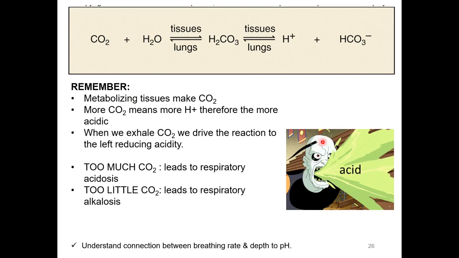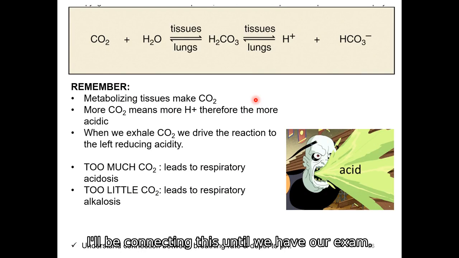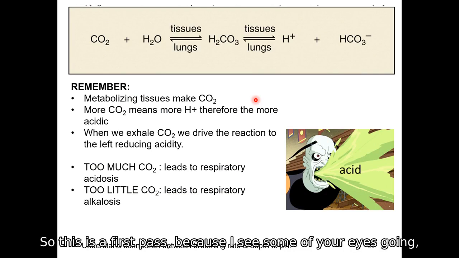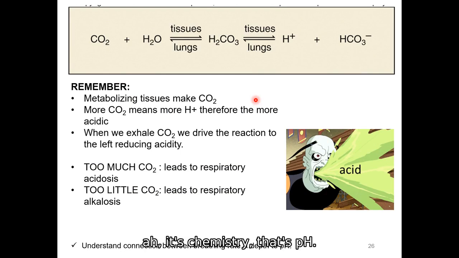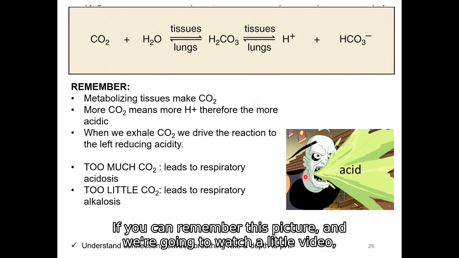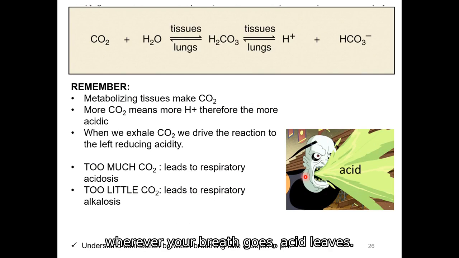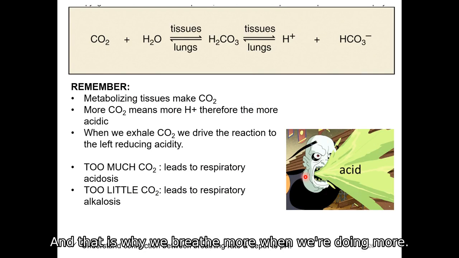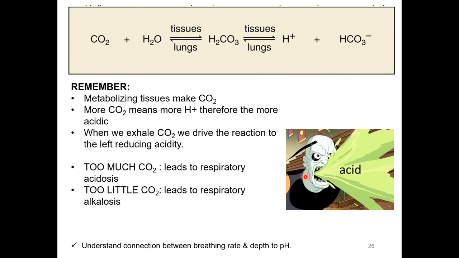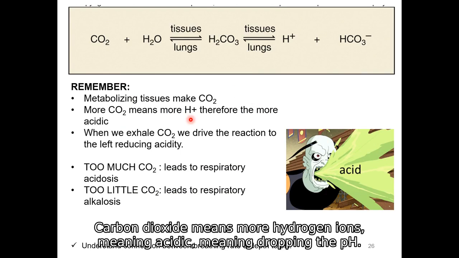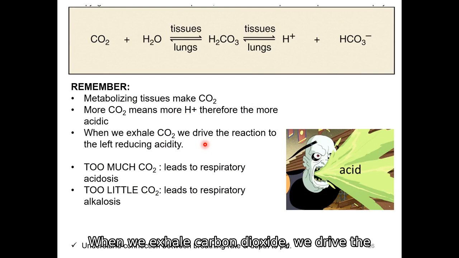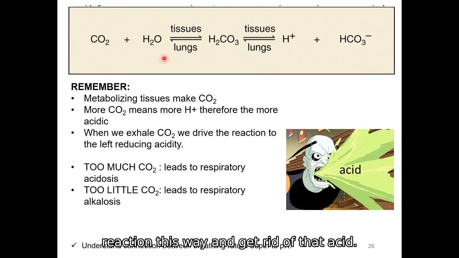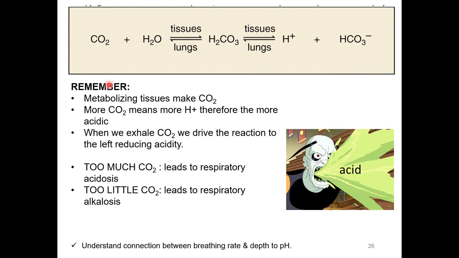Just remember that. I'll be connecting this again until we have our exam. So this is a first pass, because I see some of your eyes going, it's chemistry and it's pH. If you can remember this picture, wherever your breath goes, acid leaves, okay? So if you're blowing out, acid is leaving the body. And that is why we breathe more when we're doing more. So metabolizing tissues make carbon dioxide. Carbon dioxide means more hydrogen ions, meaning acidic, meaning dropping the pH. When we exhale carbon dioxide, we drive the reaction this way and get rid of that acid.